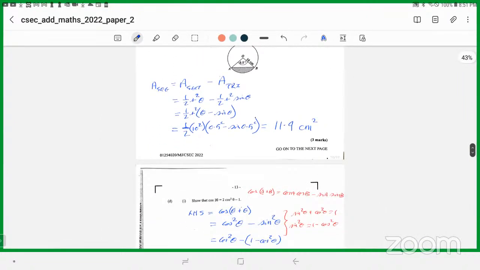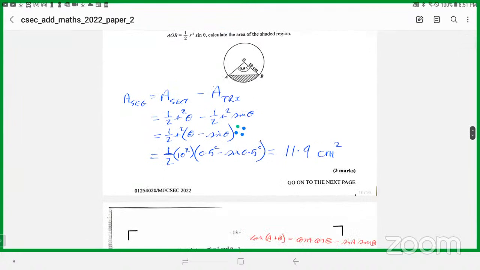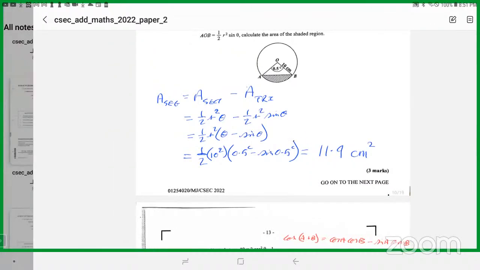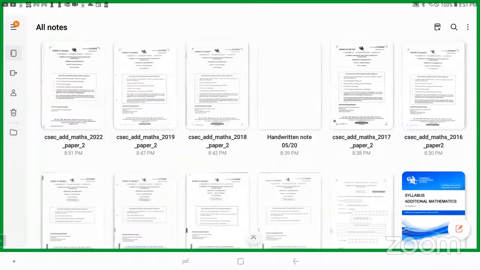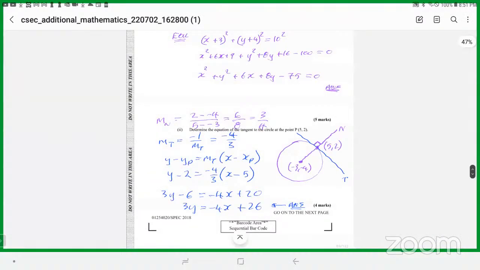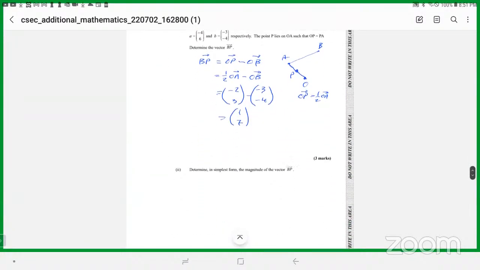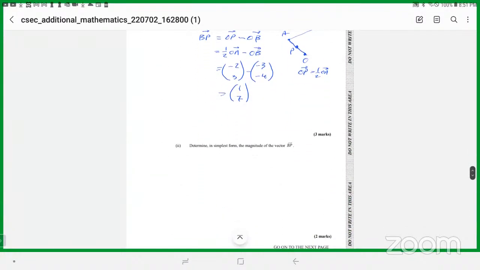That's it. All right, we're going to jump over to the specimen paper. The specimen paper is right here. We just did 2022, right? So we're doing the specimen paper now. Let's see, we didn't do this question today.